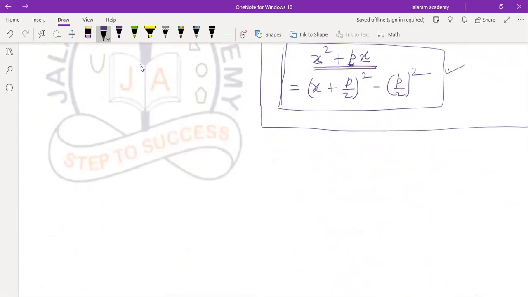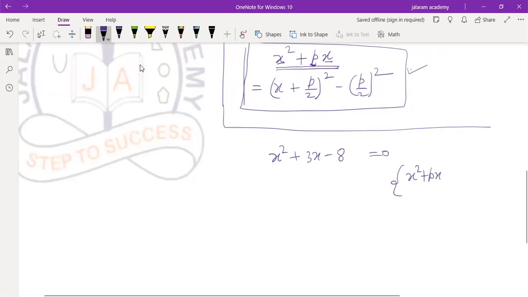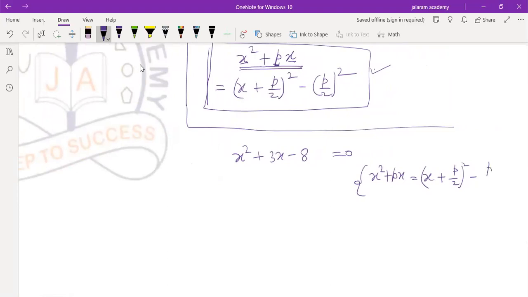Now we come back to our question. It is x square plus 3x minus 8 equals 0. According to our concept, I have told you that x square plus px is converted to a perfect square by first adding half of the coefficient of x, that is p by 2, to x, and subtracting the same square. So it is x square plus 3x. Means what is the coefficient of x? It is 3.